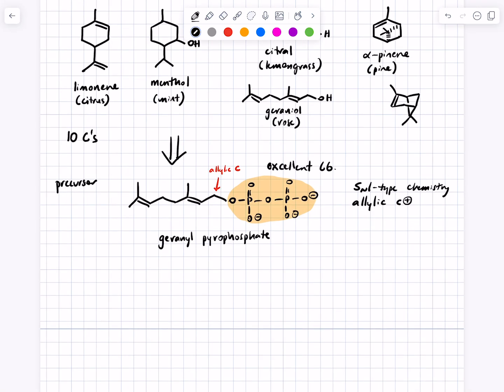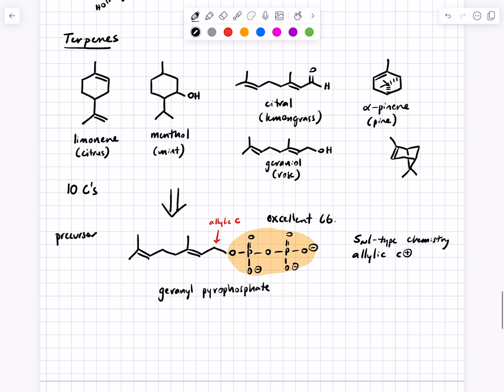And then you might expect some of the other things to happen to lead to some of these products. For example, how would we get from geranyl pyrophosphate to geraniol? Well, the pyrophosphate leaving group could leave to give a resonance stabilized carbocation, and then water could attack that carbocation at the allylic carbon to give you this alcohol. And then that resulting alcohol could get oxidized by some biosynthetic mechanism to give you the resulting aldehyde.